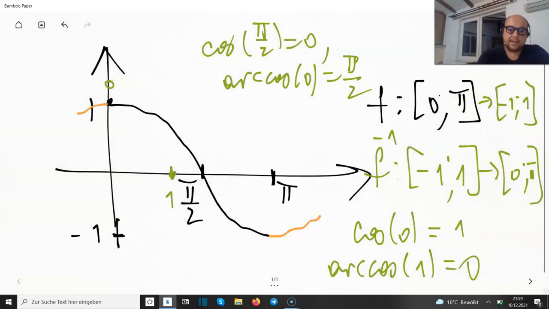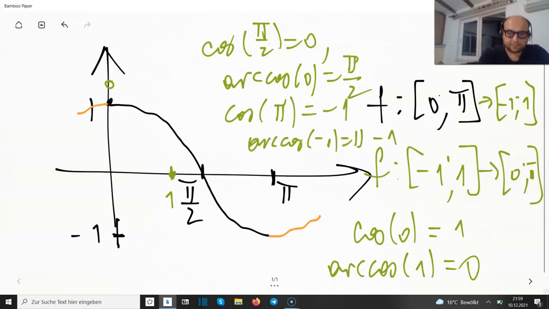All right, and also we have cosine of pi equals -1. That means arc cosine of -1 is equal to pi. So -1 is somewhere here, and pi would be somewhere there. Somewhere here. All right. So how can we plot it?